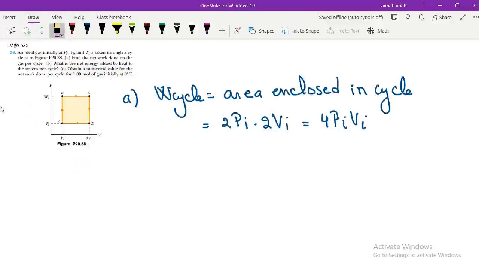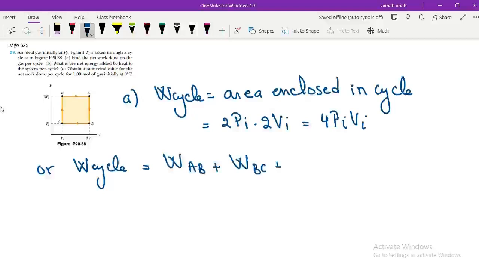Actually AB and CD are isochoric, they have no work. BC is P delta V, meaning 3P delta V. You can do it this way, I will do it for you, and as you will see, they will give me the same answer. Because here all the lines can be easily calculated, I can do it like this. It's work AB plus work BC plus work CD plus work DA.